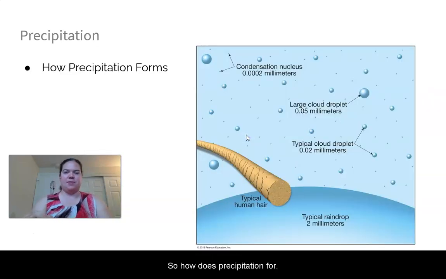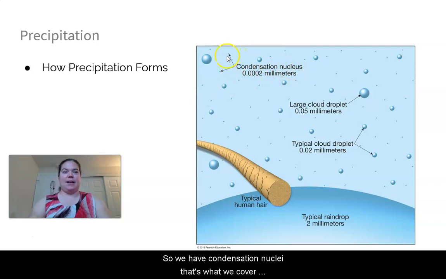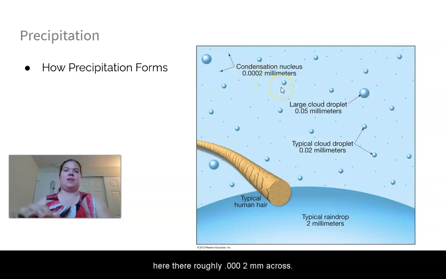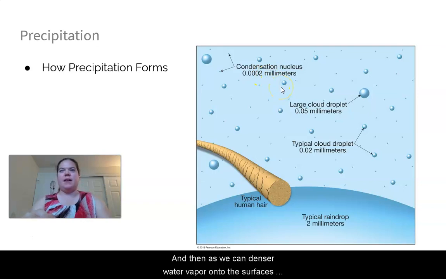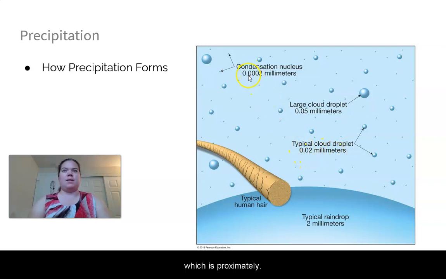So how does precipitation form? That is our mission today. So we have condensation nuclei, that's what we covered last class, forming our clouds. They are the little specks here. They are roughly 0.0002 millimeters across. And then as we condense our water vapor onto those surfaces, we will form the typical cloud droplet, which is 0.02 millimeters, which is approximately 100 times larger. I was just moving the decimal point for you.